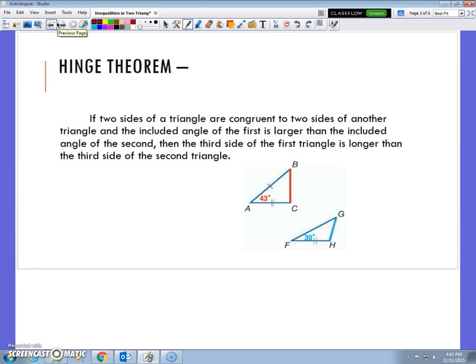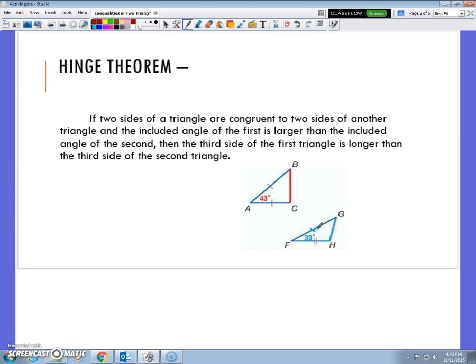It says, if two sides of a triangle are congruent to two sides of another triangle, and the included angle of the first is larger than the included angle of the second, then the third side of the first triangle is longer than the third side of the second triangle. That's a lot of words, and I know there's a few fill in the blanks, so I want you to do that, and then I want you to listen to what I'm saying, because it's not really that bad. Okay, and my little diagram here is missing a little bit of information that might help. Okay, here's how it works.